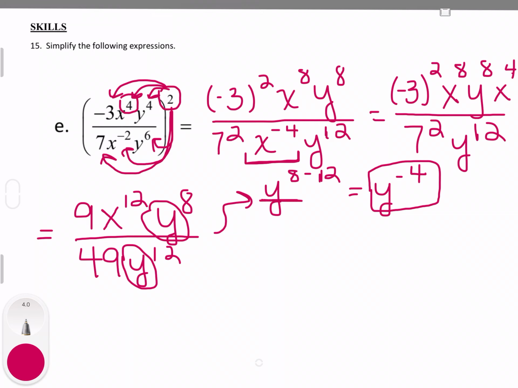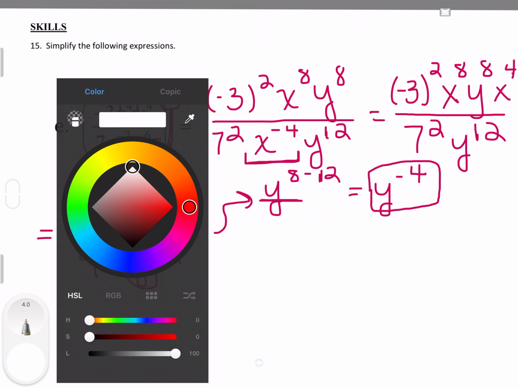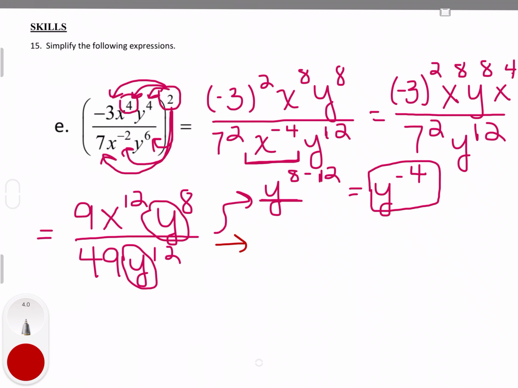So if we were to do it this way, we would end up with this y to the negative 4th in the numerator, and because the exponent is negative, we would have to end up moving it into the denominator anyhow. So what you can do instead is just do it this way. Just do y to the 12th minus 8 instead, and you'll get y to the positive 4. And then this y to the 4th is just going to go where our y to the 12th was, which was in the denominator anyhow. So you can do it either way, whatever way makes sense for you.